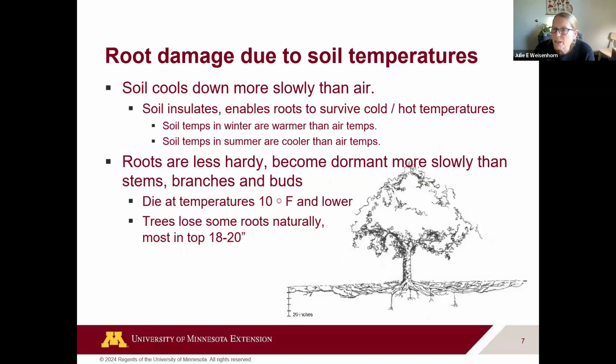And why does this happen? It's because roots are less hardy. They become dormant more slowly than the stems and the branches and the buds of plants, in other words, the above-ground parts of the plants. Those will die at temperatures of minus 10 degrees Fahrenheit or lower, so we want to keep them protected. Trees do lose some of their roots naturally. They turn back into organic matter in the soil. So they do lose some of those, but we want to preserve those winter roots as much as we can.